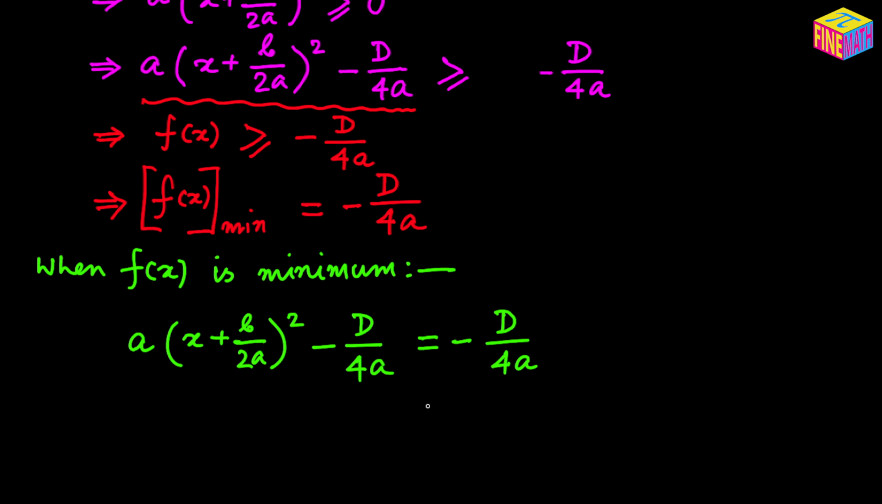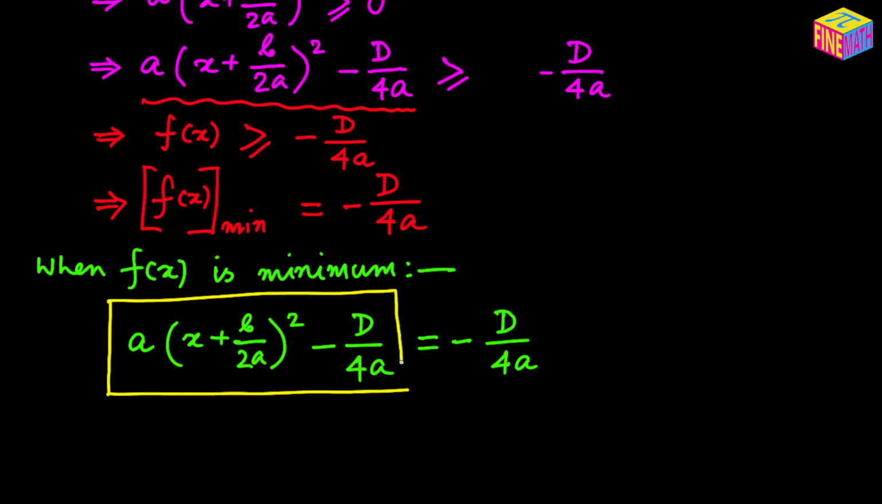So now I am forming an equation. I am saying that at the vertex the value of the function is minimum. That means the value of the function, so this is our function, I'm making a yellow box here. The value of our quadratic function will be equal to this negative d by 4a, because we have already proved that the minimum value of the function is negative d by 4a, and that happens at the vertex, right?